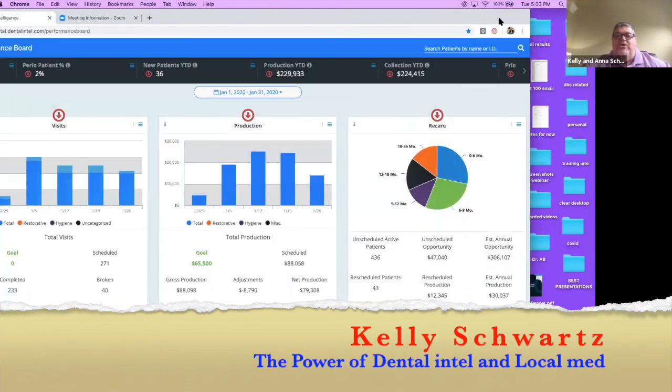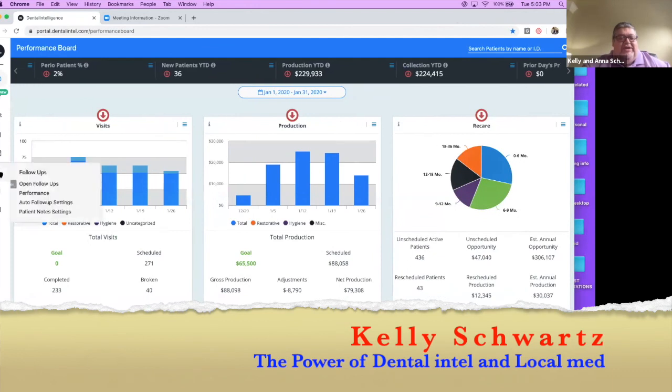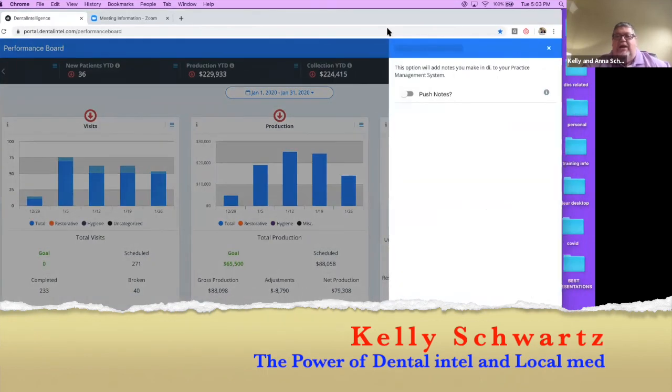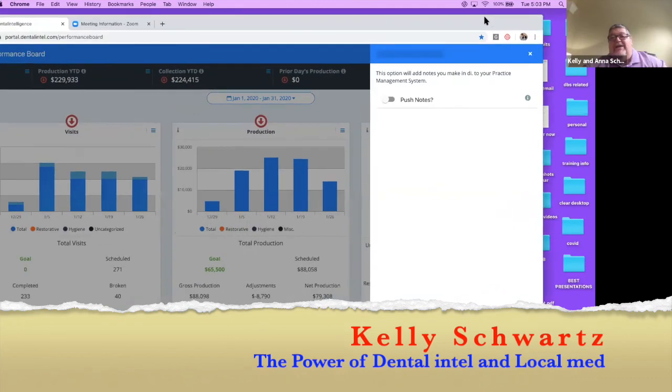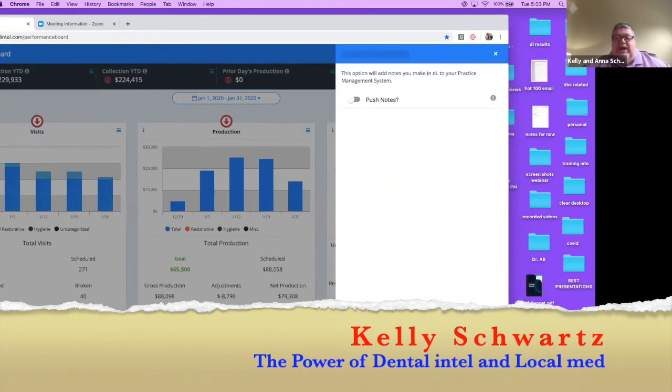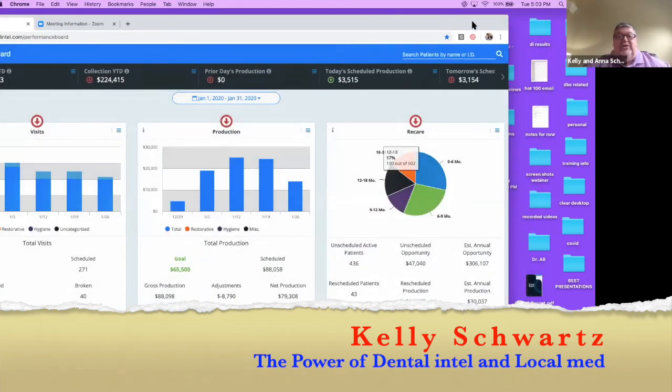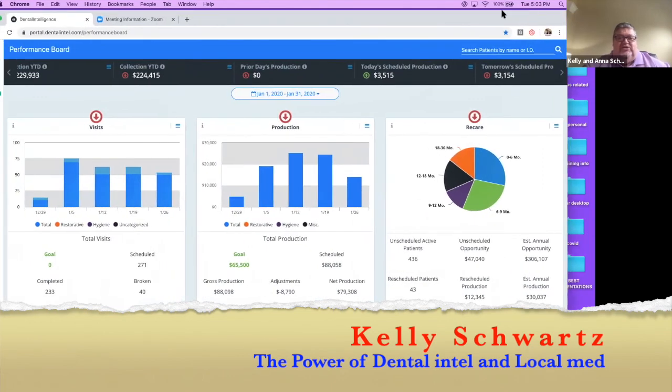And how you go about doing that is by clicking right here on the little bell and this patient note setting, you want to click push notes. So now when I record a note about recare or past due billing, anything that's non-clinical, those notes will go back into your practice software tonight when they cancel. So that's a really exciting little tool.